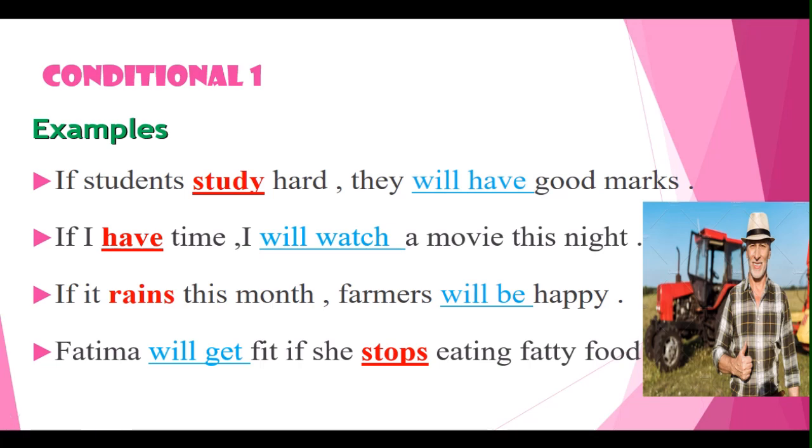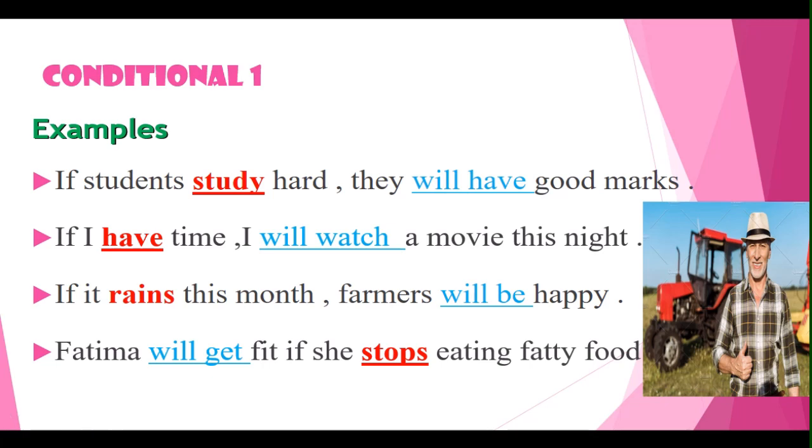The last one: Fatima will get fit, it means she will have a great body shape. Fit is the opposite of being fat. If she stops eating fatty food, it means any kind of food that makes you fat, like fast food, hamburger, etc. Here, as you notice, we start with the main clause, then we move to the if clause, and we don't put a comma here. So we can start with if she stops eating, or if Fatima stops eating fatty food, she will get fit. Both are correct.